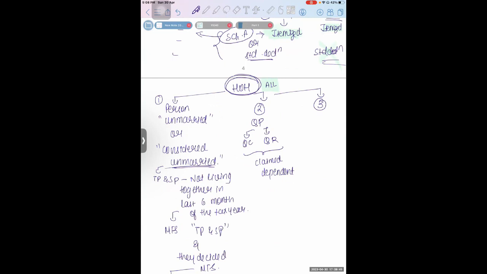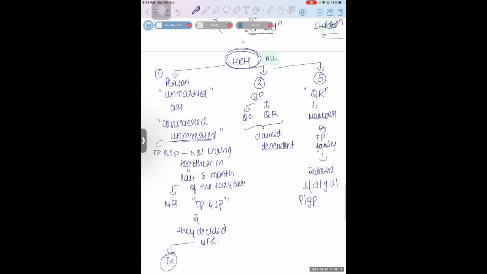Qualifying relative must be a member of the taxpayer's family. Means it must be related somehow. It should be a son, daughter, parent, grandparent, any relative should be there.